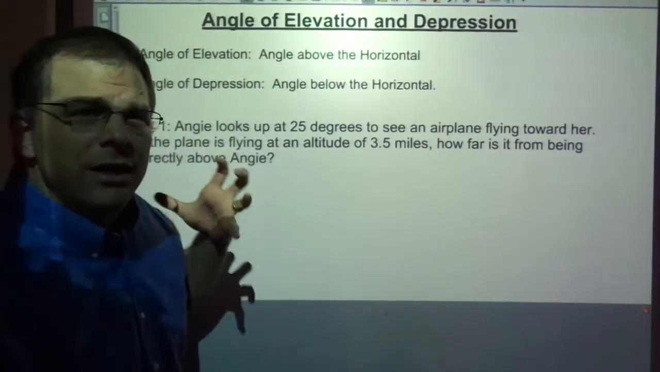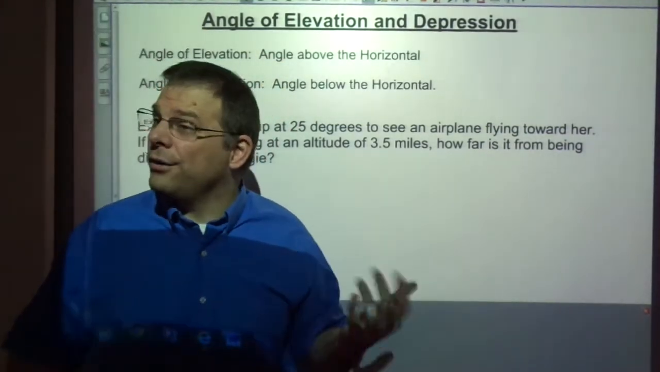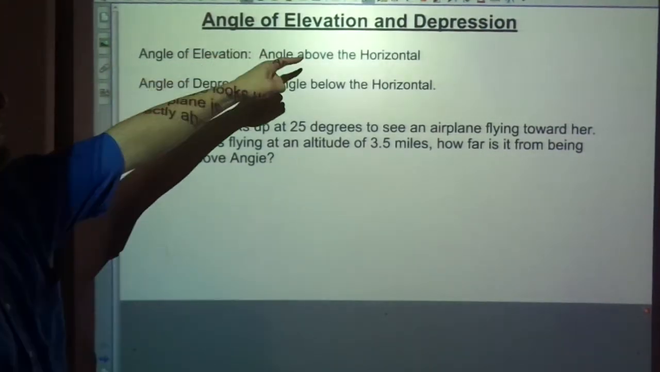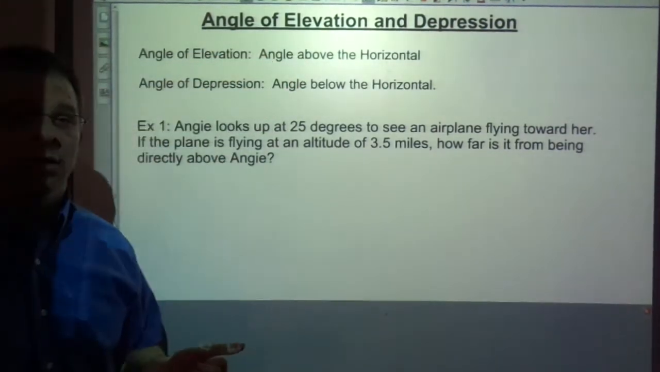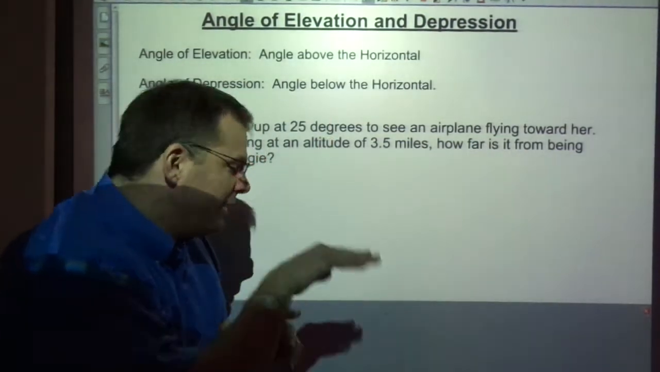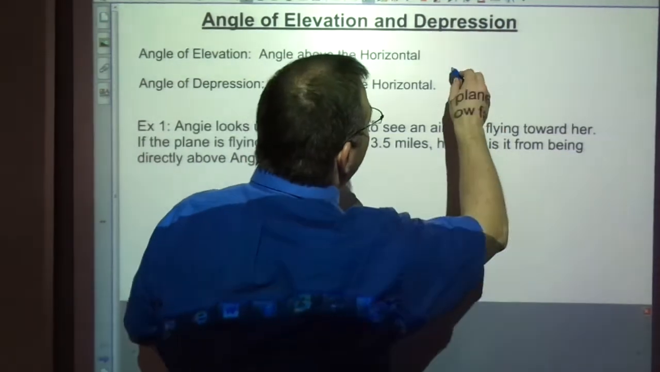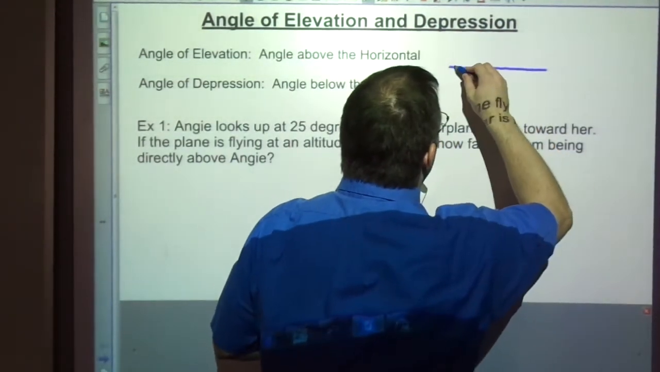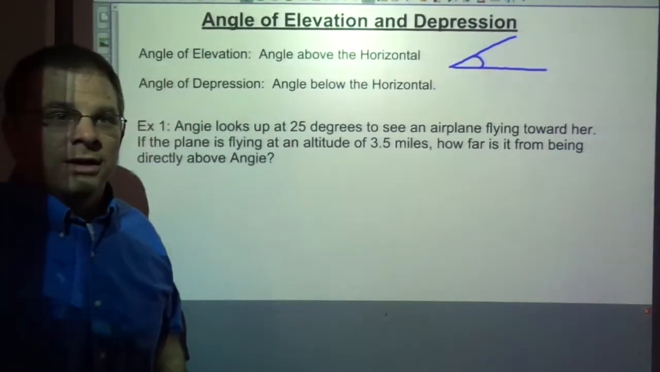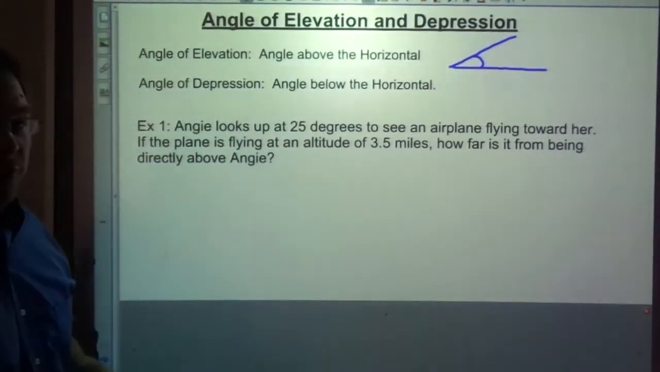The two things that you need to know as far as words go are angle of elevation and angle of depression. Angle of elevation always means the angle above the horizontal. Just like I was talking about, if you're laying flat on the ground and you look up, the angle between the horizontal and where you're looking up, that angle is an angle of elevation. It's the amount above the horizontal.